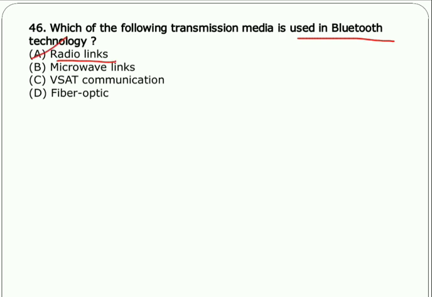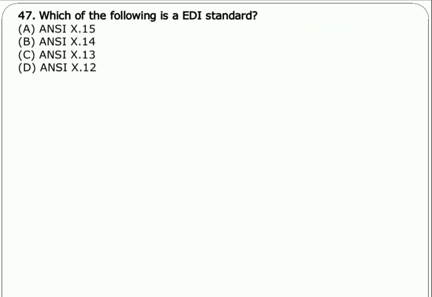A. Next one. Which of the following is an EDI standard? EDI means electronic data interchange. Electronic data interchange is an electronic communication method that provides standards for exchanging data via electronic means. Here, the standard ANSI ASC X12 is predominant in North America. So this is the EDI standard.